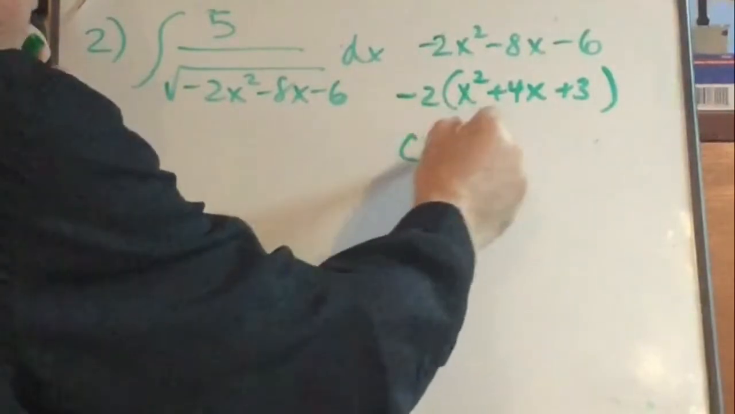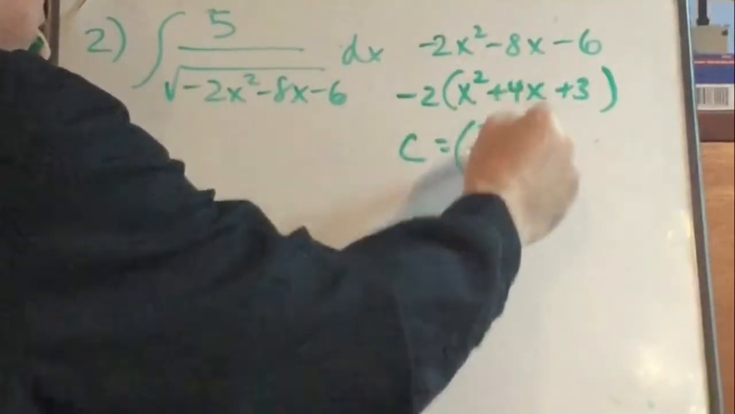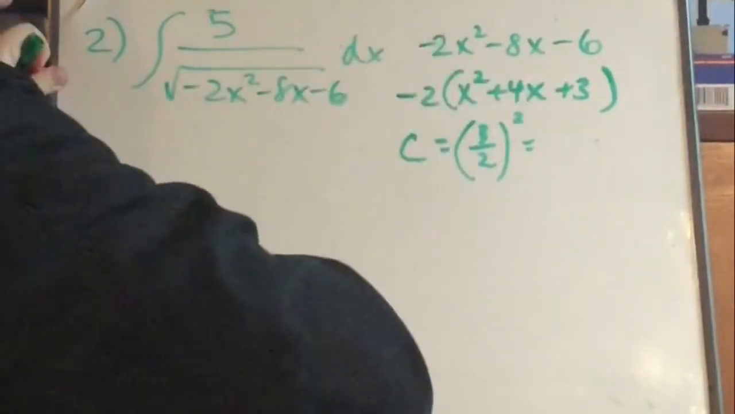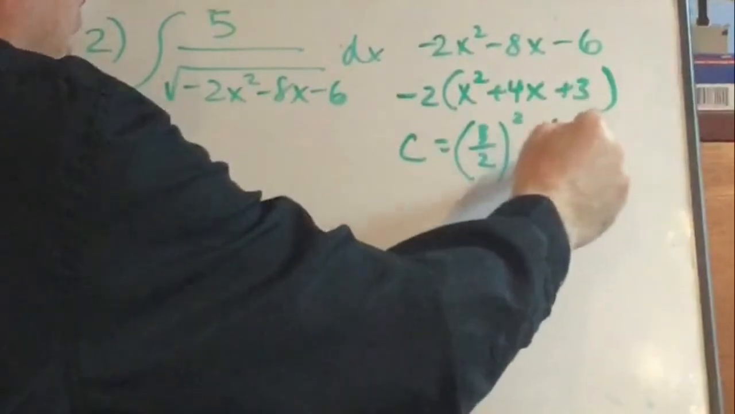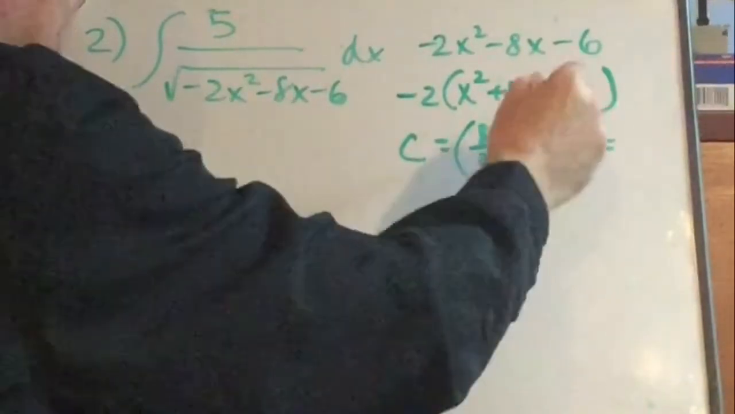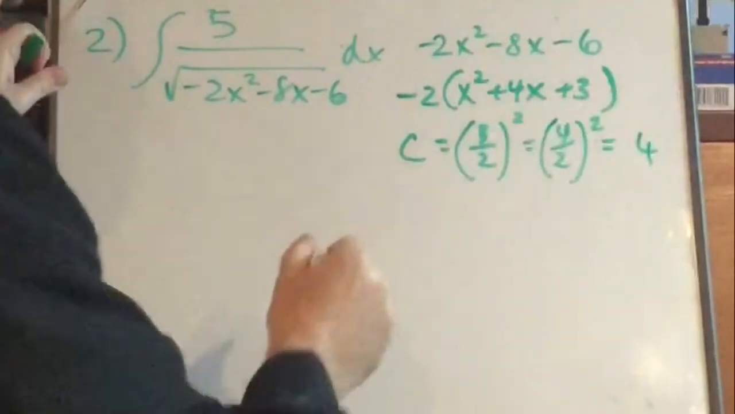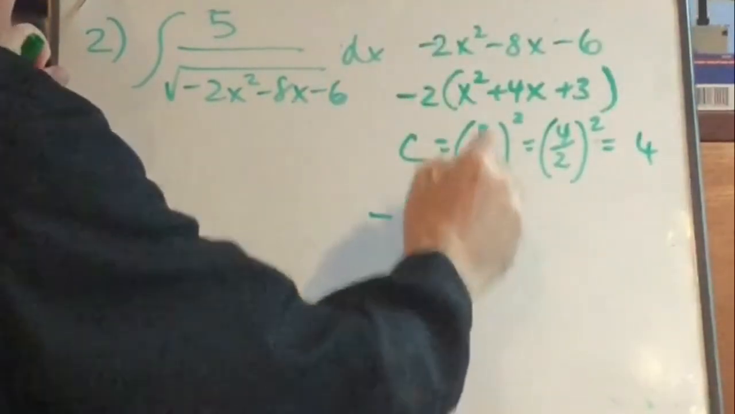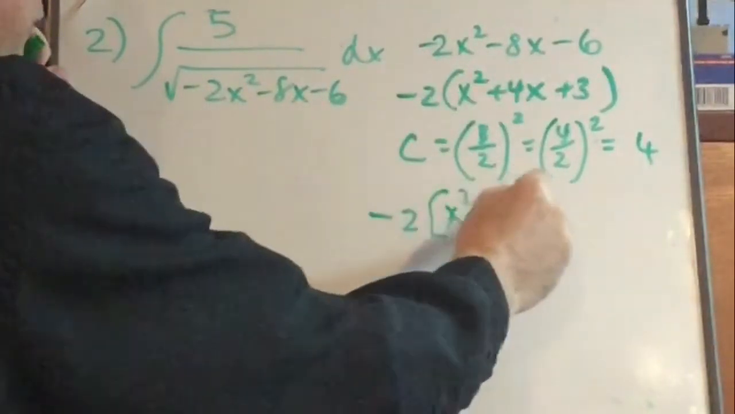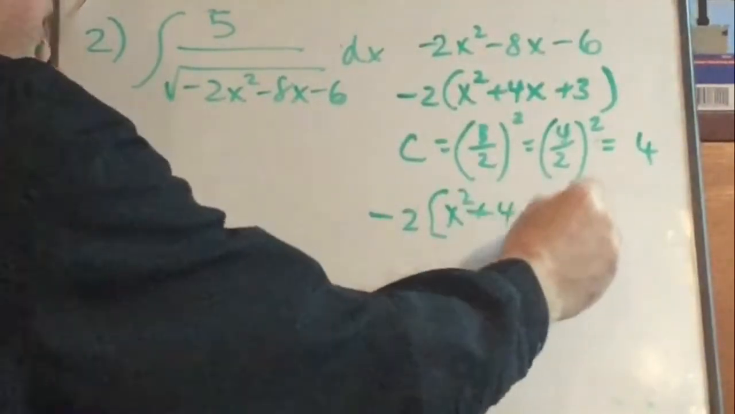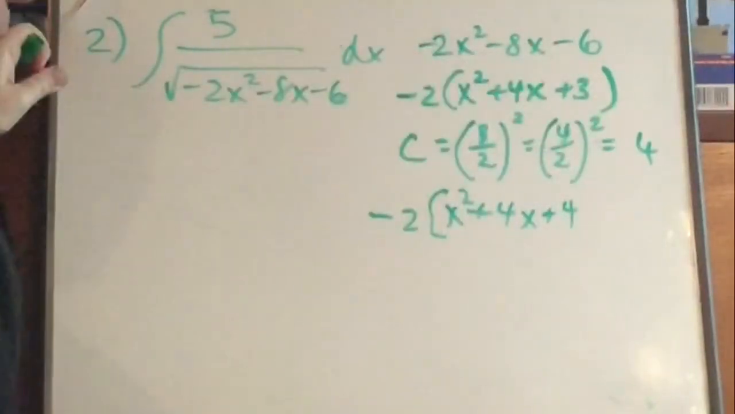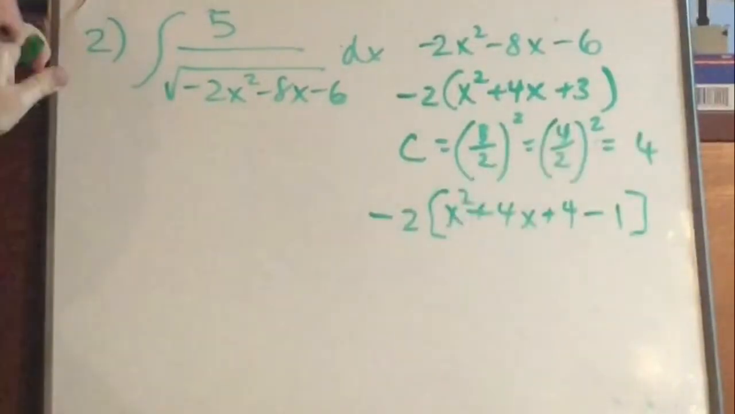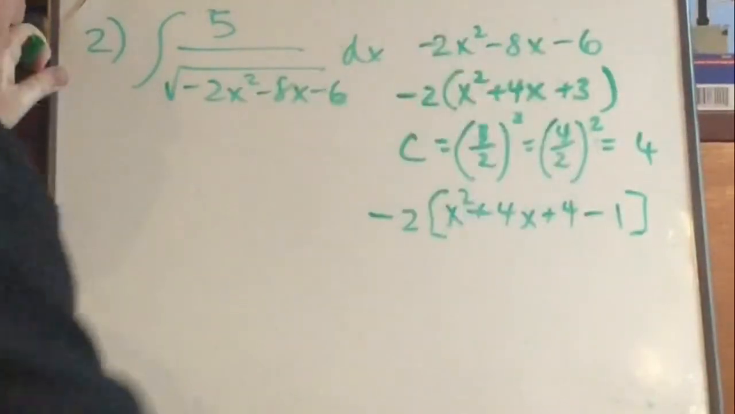I want my c value to be b over 2 squared, which in this case b is now 4 after I factored the negative 2 out in front. So I get 4 over 2 squared, which equals 2 squared, which equals 4. So I have negative 2, which I had already factored out in front, and now I'm going to write x squared plus 4x plus 4, but because it really should equal plus 3 according to what I had in the previous step, I put a negative 1 after that, so that the last two terms equal 3.